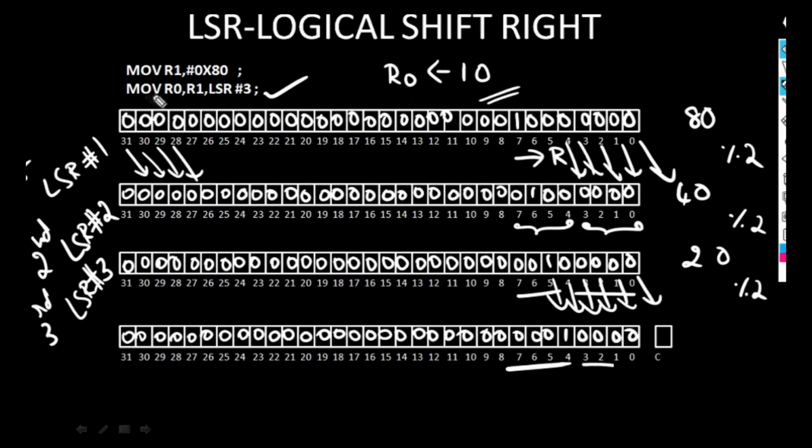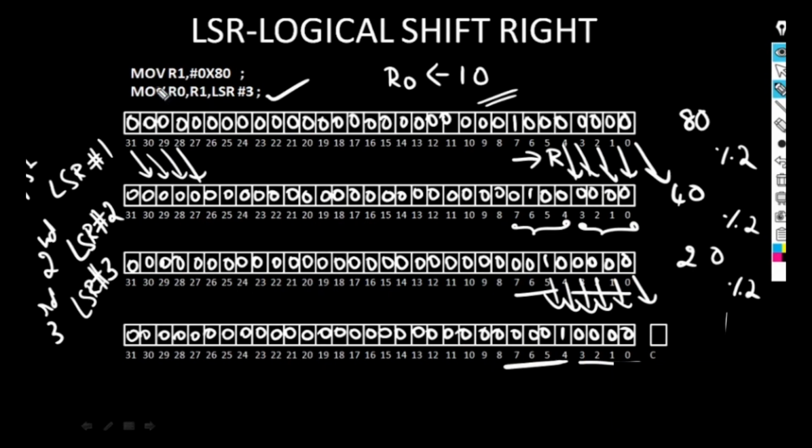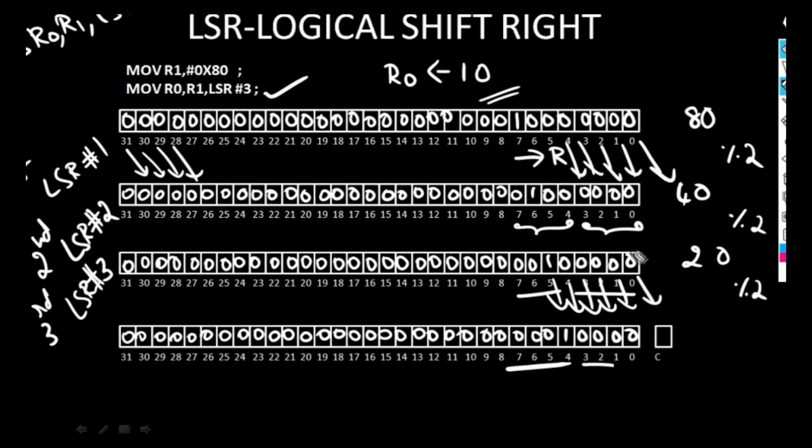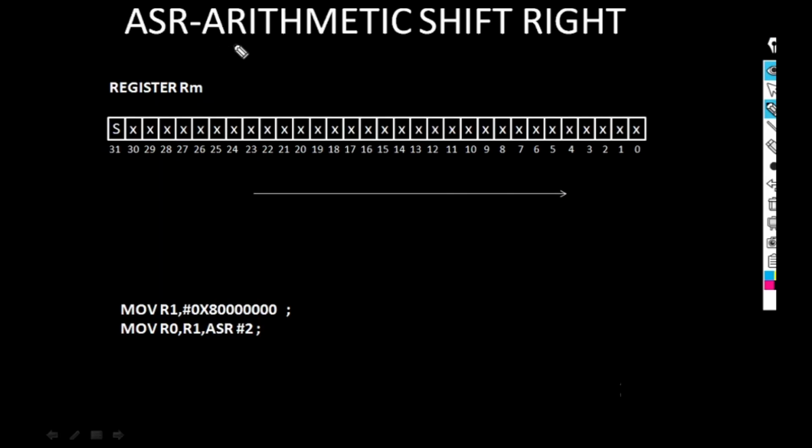Now in this instruction, we have not added the S suffix in order to set the conditional flags. But if it were MOVS, in that particular case the last bit shifted out would be stored in the carry flag. Based on whether the result is 0, whether it is negative, whether any overflow is generated, the other condition flags of CPSR would be updated. Next we have the concept of arithmetic shift right, which works almost similar to logical shift right, except for one main difference.